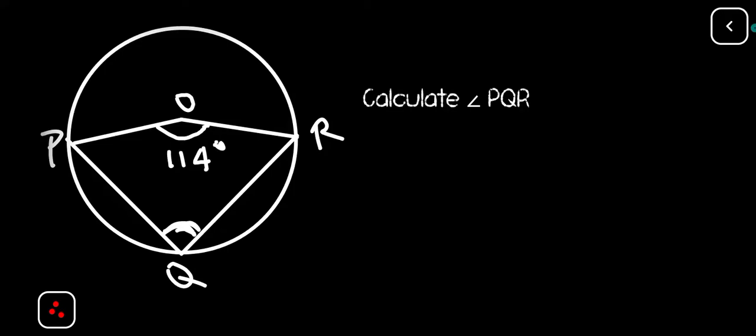So we're asked to calculate angle PQR. Now that is the angle here. So how do we do this? Now, when solving circle geometry, you need to think of theorems. One theorem that could come to mind is one that has to do with the center of a circle.